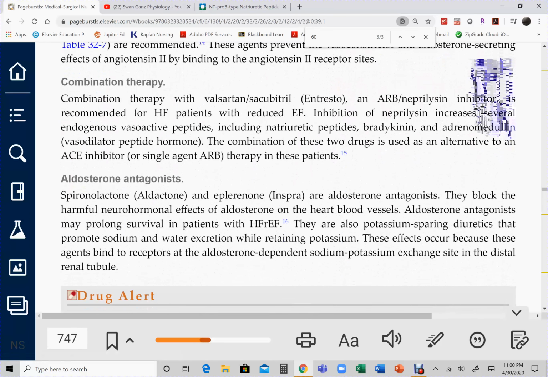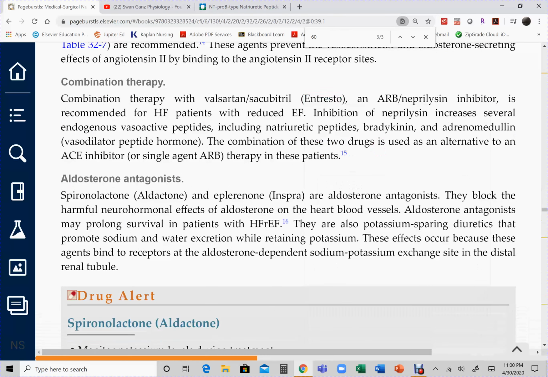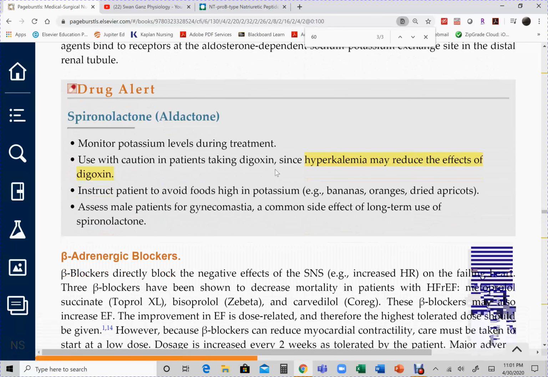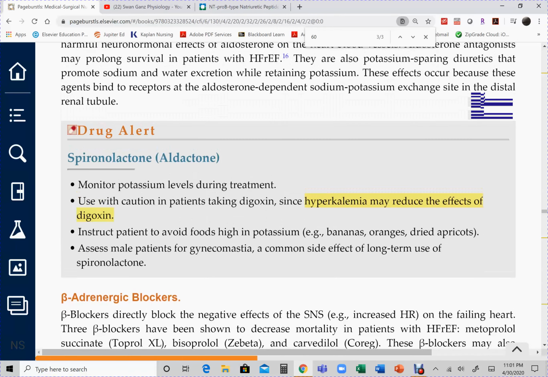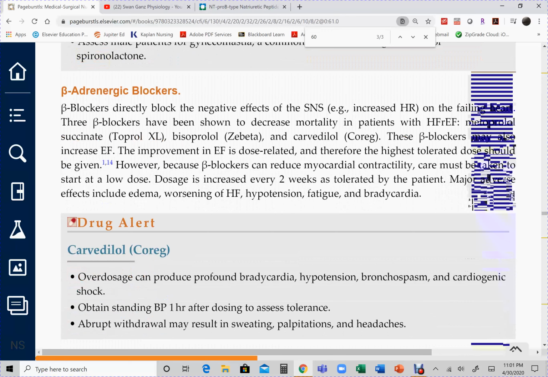We have combination drugs now, and Entresto is very commonly used. It has come out in the last 2 years. This is a combination of an ARB and a neprilysin inhibitor. And here is the potassium-sparing diuretic. You have drug alerts here, obviously that it causes hyperkalemia. Now I'll talk about digoxin toxicity under digoxin.